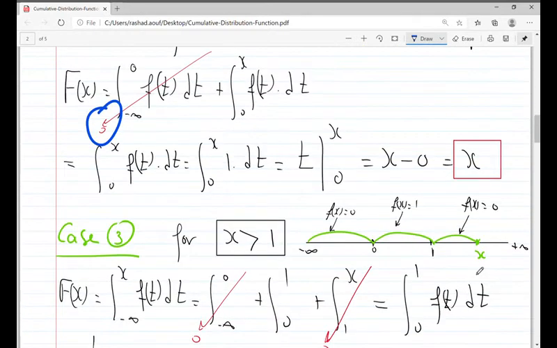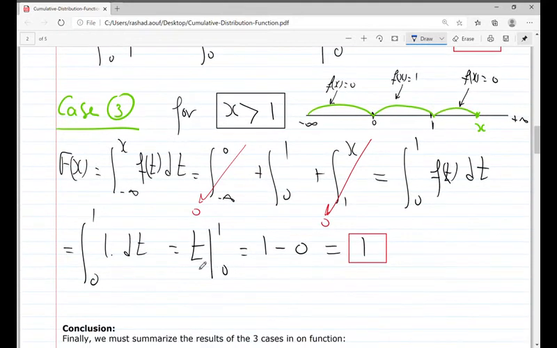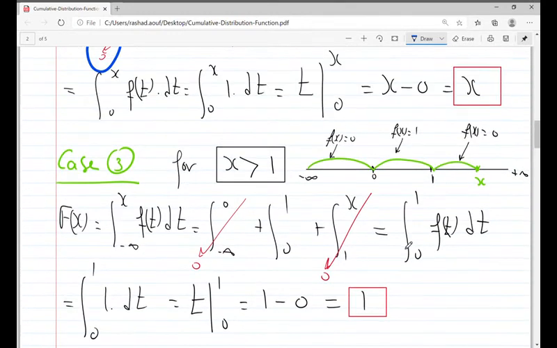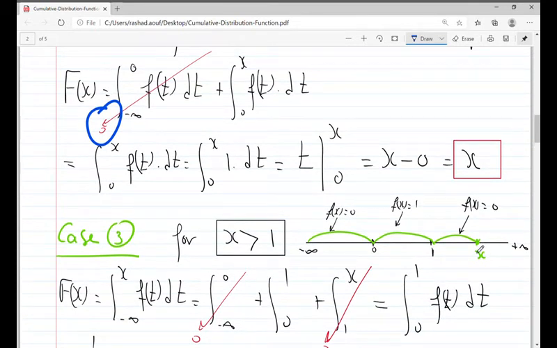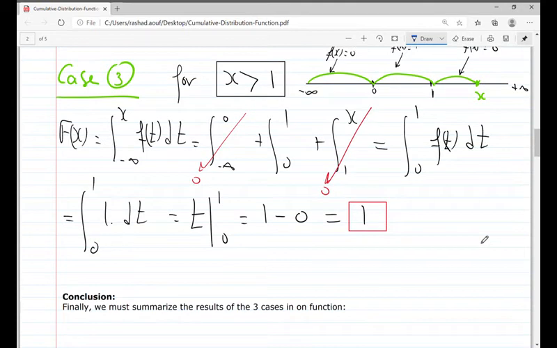And the third case, x greater than 1, means x is here. I can divide the interval from minus infinity to x into three parts: minus infinity to 0, 0 to 1, and 1 to x. f is equal to 0 here and f is equal to 0 here, so I take them off, and I have only the integration between 0 and 1 of f(t), which is equal to t between 0 and 1, equal to 1. You have to remember this always: when x is in the part close to plus infinity, F of x is always equal to 1, because I do the sum for all the probabilities, and the total probability must equal 1. Therefore in the third case, F of x equals 1.